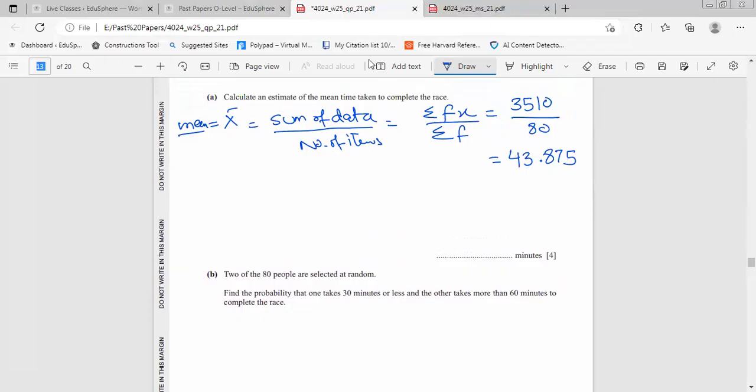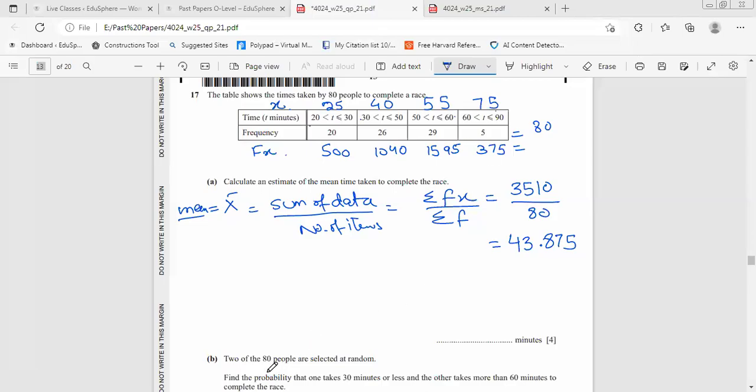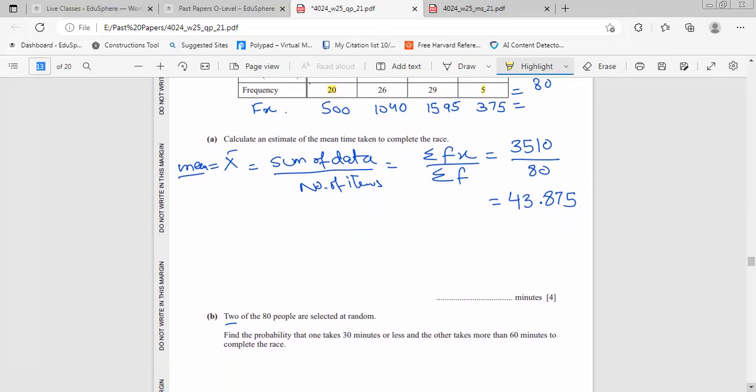So when we are selecting people at random, as there are a total of 80 people and 2 people are selected at random, first we have to take a person who takes 30 minutes or less. So for 30 minutes or less, we have this one, if I highlight this one. And if I would like to see more than 60 minutes, this is the number. Now, because 2 people are selected at random, if I take this 20, it is 20 out of 80, so I'm just writing it here.